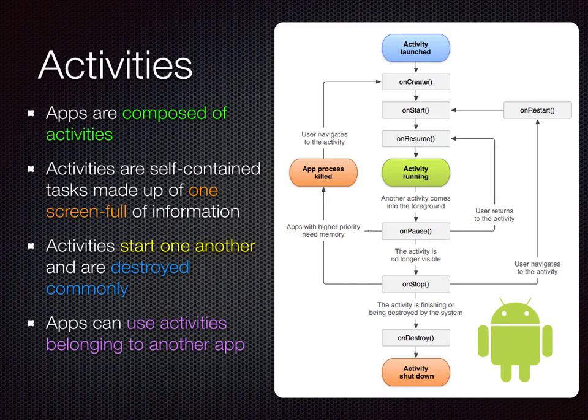So this is just an overview of activities. We all know kind of how it works by now. There's a life cycle. There's certain callbacks that are called in a certain sequence depending on which part of the life cycle an activity is in, right?